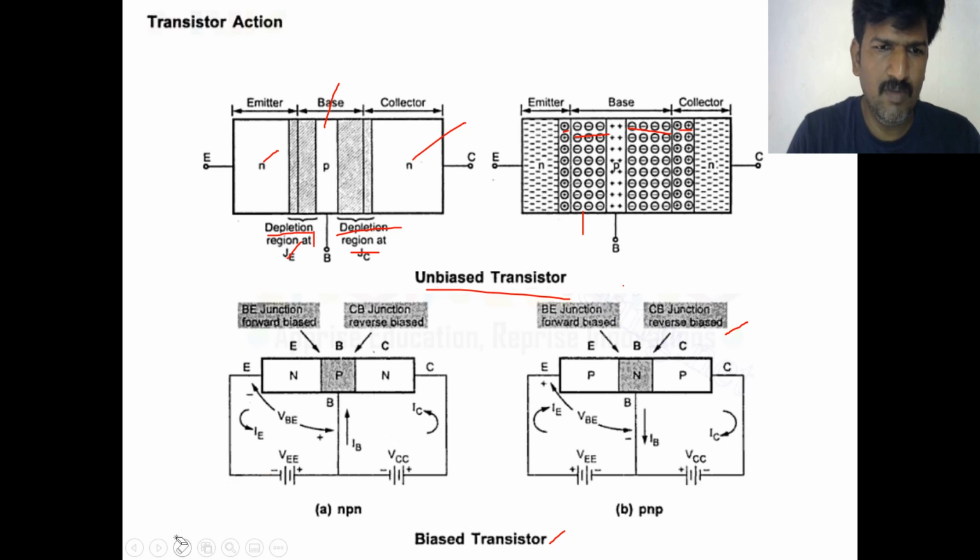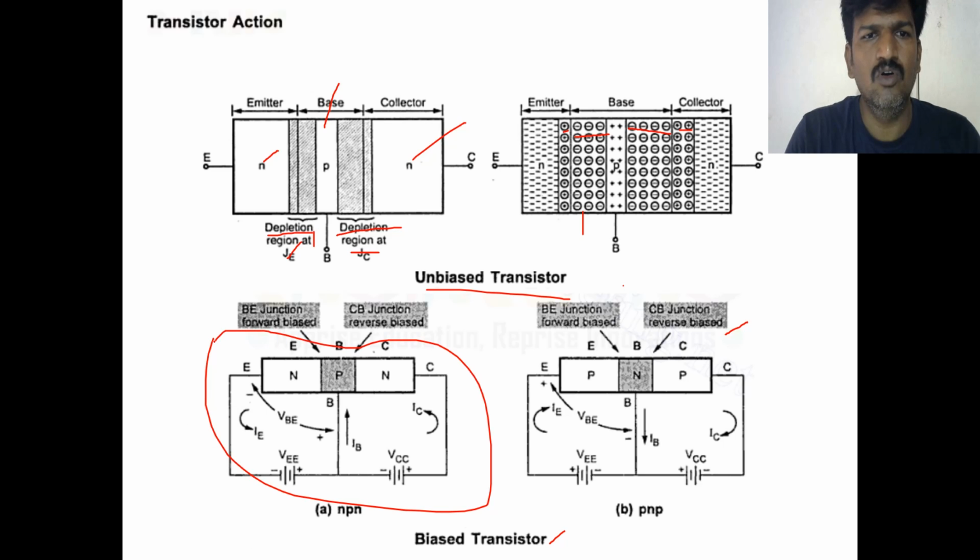This one is the normal scenario of the active region biasing mechanism. For the cutoff, it means you have to reverse both junctions, the BE junction and the CB junction. You should understand how to reverse the BE junction. You just have to keep the power supply with plus here and minus here. Very simple. Both of these junctions are going to be reversed.